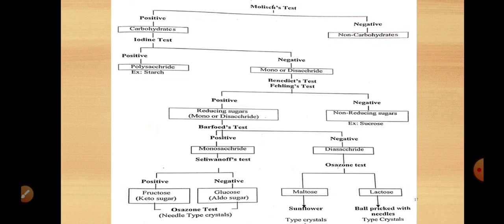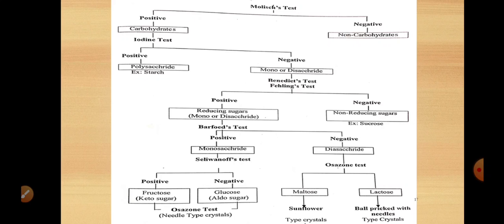Further we will be carrying out the Osazone test for both. Whether the fructose is present or the glucose is present, we are going to get the needle type crystals. But based on our Seliwanoff's test, we will get to know whether the needle shaped crystals obtained from the Osazone test are of fructose or of glucose. Thereby we can give the final confirmation, that is the final report.